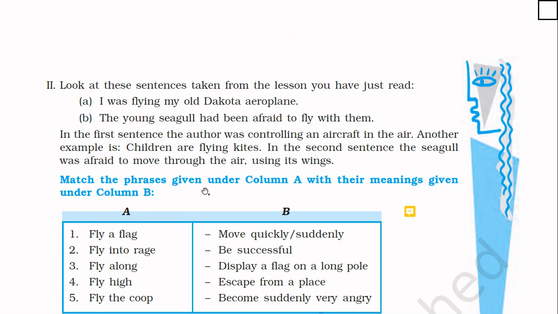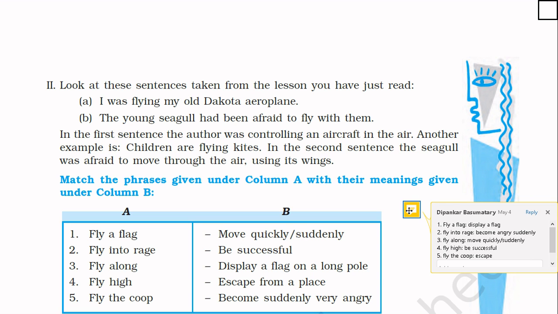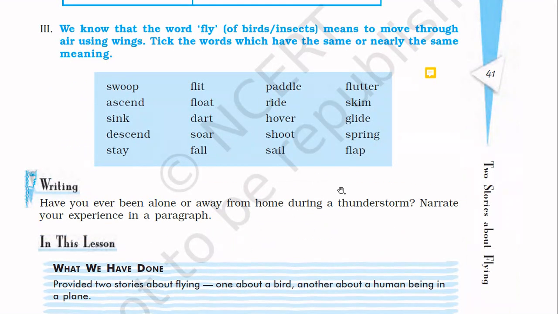Okay, in the next exercise, we need to match these phrases to their meanings. So I've written them here. Fly a flag, which means display a flag on a long pole. Fly into a rage means become suddenly very angry. Fly along means move quickly or suddenly. Fly high, be successful. Fly the coop, escape from a place. You can find the answers here. These are the answers.